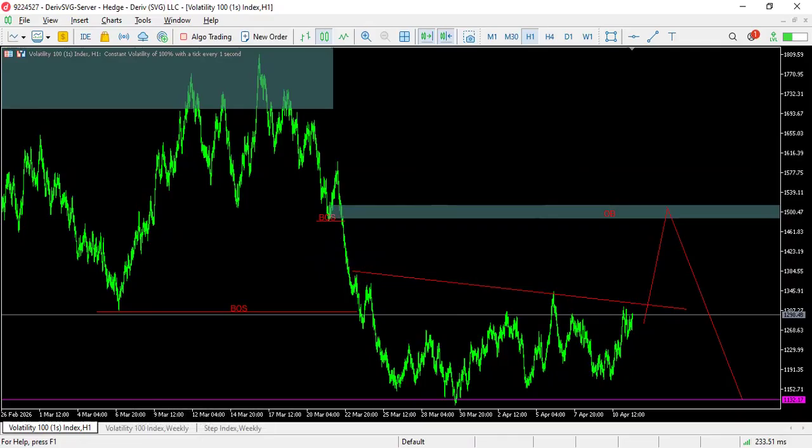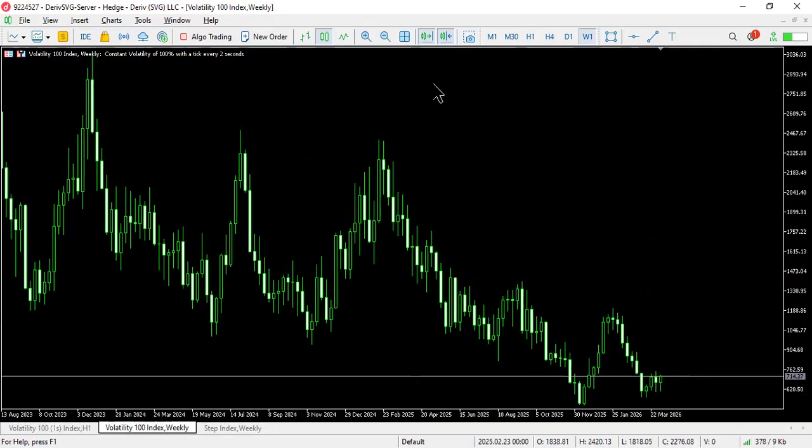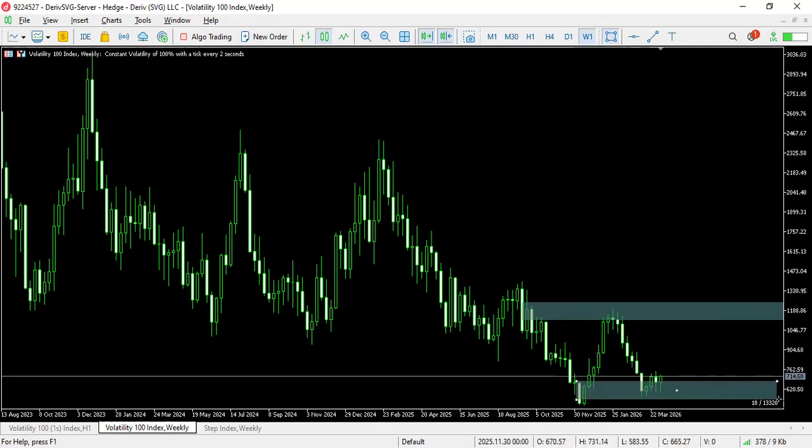Moving over to Volatility 100. From Volatility 100, as we can see, we have our supply zone right there where price has been trading. However, that move is complete now. Price is at this demand zone, at the weekly demand zone.